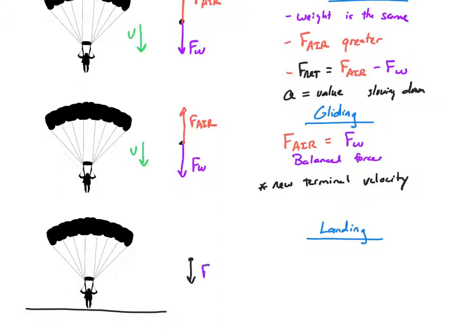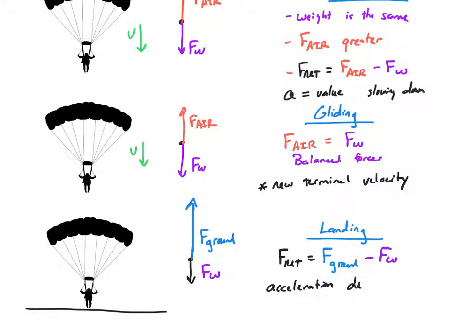Now, when they reach the ground, their weight force hasn't changed, so that is still a downwards force. But now there's a new upwards force from the ground itself. So when they actually land, that ground is going to push back up on the skydiver, causing them to decelerate very quickly. The net force equation can be represented as the force of the ground minus the weight force, and it will tell us how much net force is acting on the skydiver to cause them to slow down from their velocity all the way down to zero. So that new net force is going to cause a rapid slowing, or a rapid deceleration, of the skydiver.